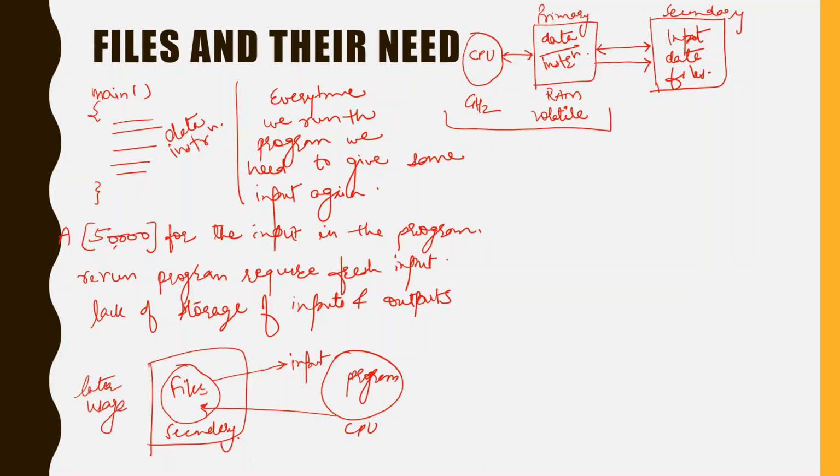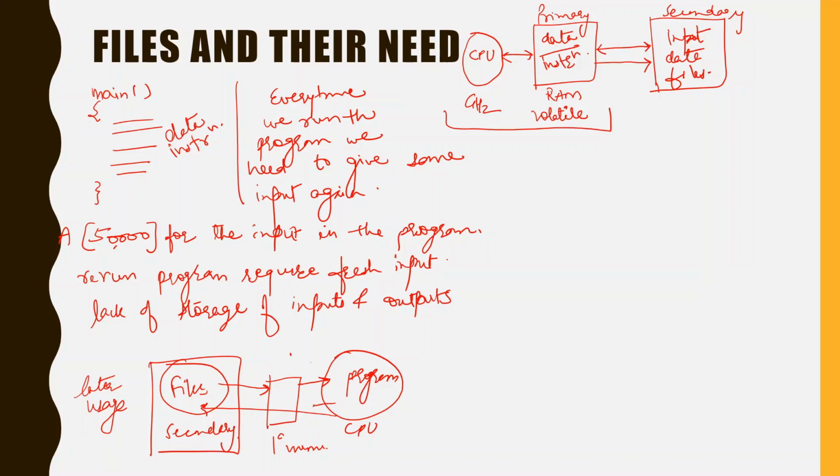Obviously, nothing can run directly from the secondary memory, so the data from the files is first fed to the primary memory. This is your primary memory, and then it is fed to the CPU. Then the CPU performs on it and gives the result to the primary memory. And when the program closes, this result gets stored in the respective file.